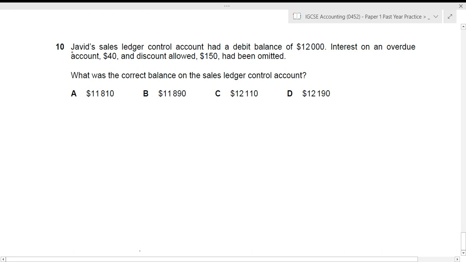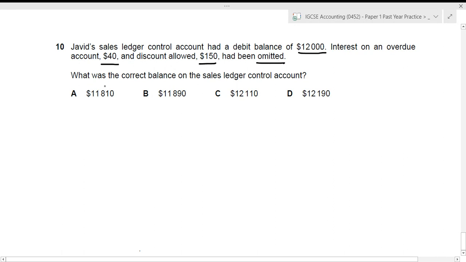The question says Javid's sales ledger control account had a debit balance of $12,000. This is a sales ledger control account question. Now, the information says interest on an overdue account $40 and discount allowed $150 had been omitted. That means you did not record an interest on an overdue account, that is $40, and discount allowed $150. You did not record these two items.